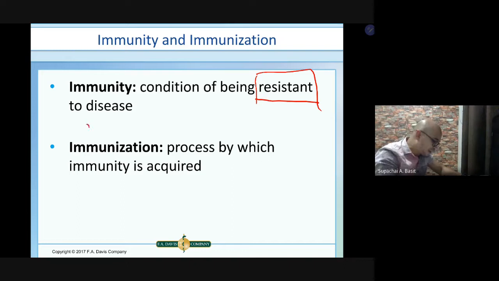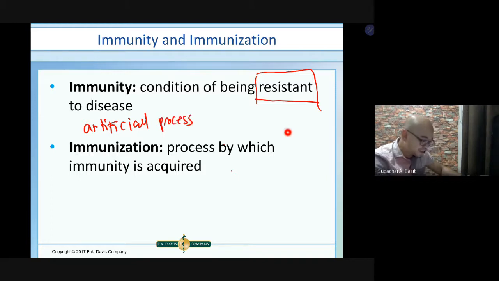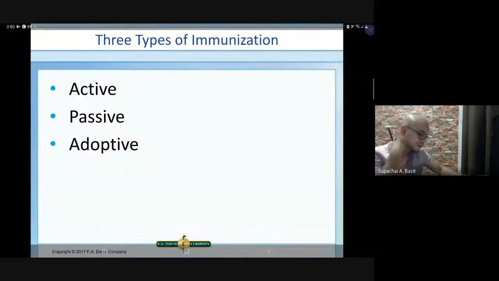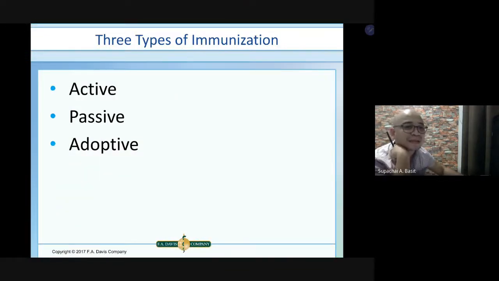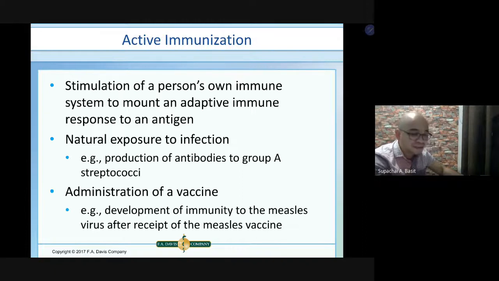Immunization is an artificial process by which immunity is acquired. It's an artificial process, not a natural process. There are actually three types of immunization: active immunization, passive immunization, and adaptive immunization. Let's talk first about active immunization.